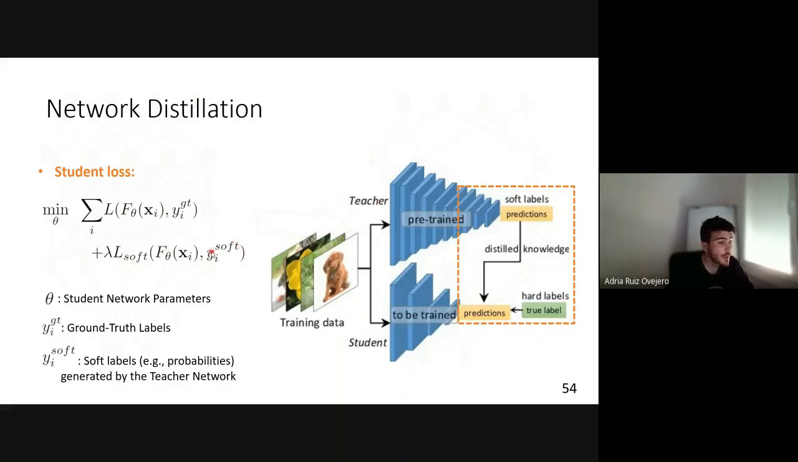These soft labels, you can imagine, are simply the probabilities for all the classes. So you will compare the output probabilities for a given class, for a given example of the student network, to the ones provided by the teacher network. And if you do this, typically what you observe is that you obtain a better student network than in the case that you simply train the student network without this distillation loss. But not only this, also typically the student network converges much faster, okay?